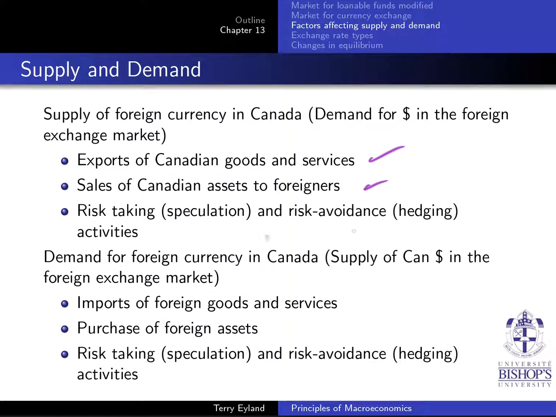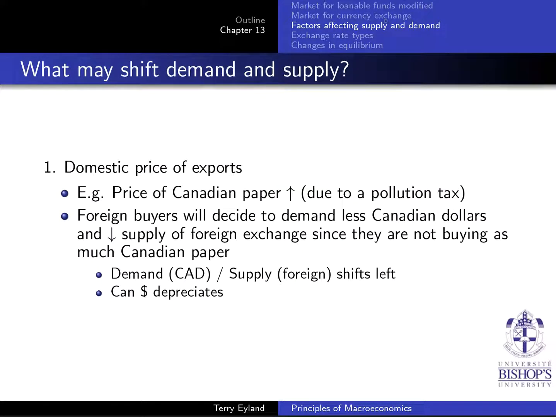Same thing for assets. But there's also risk-taking, speculation, or risk avoidance and hedging activities that can happen as well, which we don't get to in this class. But overall, we could see that it's either on the goods side or on the asset side. So if we look at demand QA, there'll be whatever influences net exports, and everything that influences net capital outflow. Let's look at a few examples.